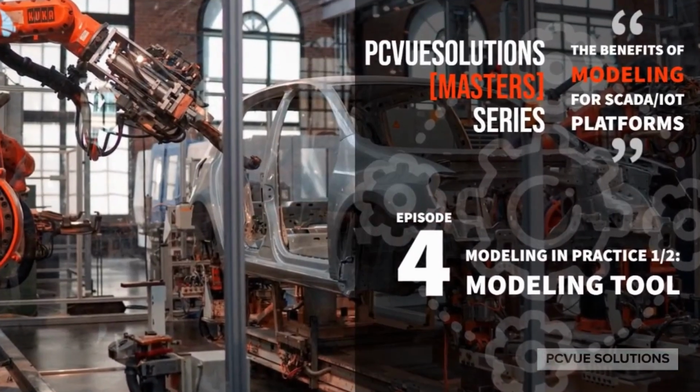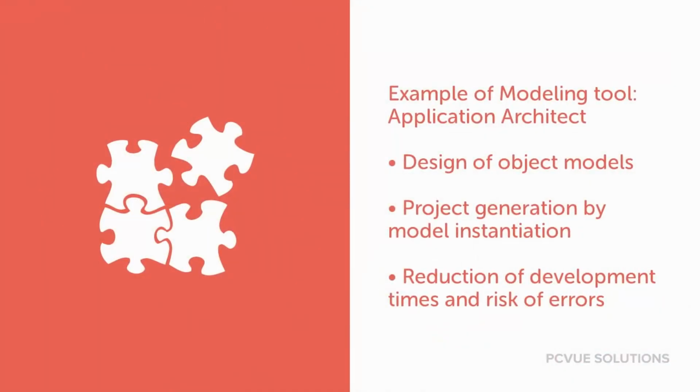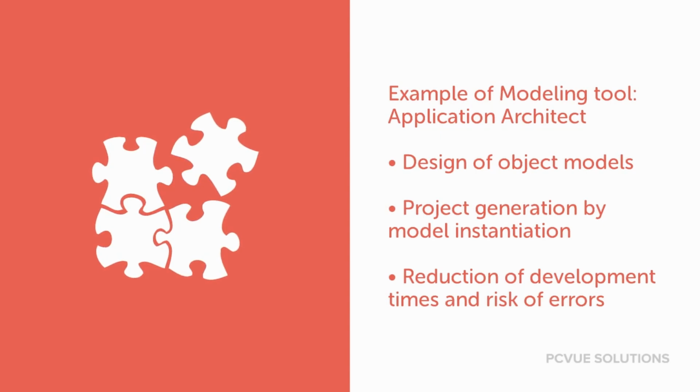In this fourth episode, we discuss the modeling tool. The PcVue SCADA IoT platform offers, for example, the Application Architect for application modeling. It allows you to create and integrate reusable objects, including graphic symbols, but also all the usual configuration elements such as tags, archive, processing, alarms, and so on. It helps to reduce development times, eliminate the risk of errors, and avoid development scripts.